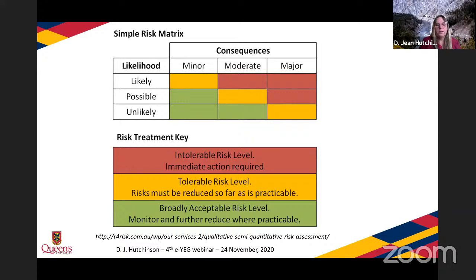So if you're in the red zone, you're in an intolerable risk level and immediate action is required. If you're in the orange zone across the diagonal of this very simple matrix, you're in a tolerable risk level. And in this case, risks must be reduced as much as possible. And then in the green zone, you're in the broadly acceptable risk level, where monitoring is required and where risks may be reduced where it's practical to do so. And so this is the framework under which all of the work to do with risk is really considered. This combination of probability and consequence, and what as engineering geologists we do about that.